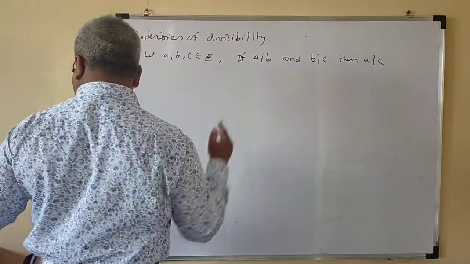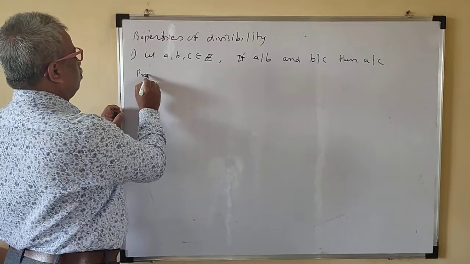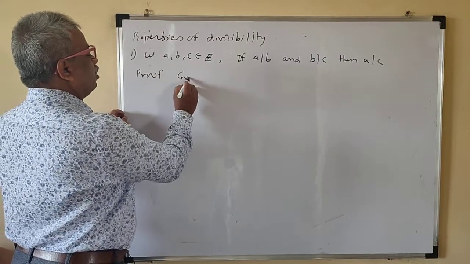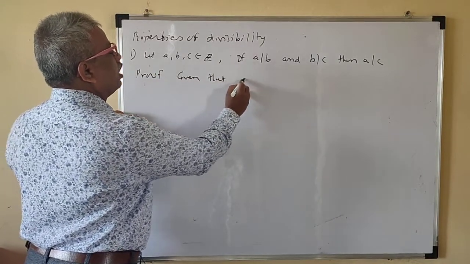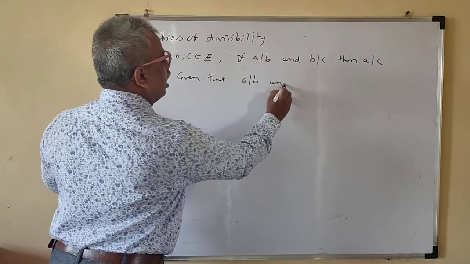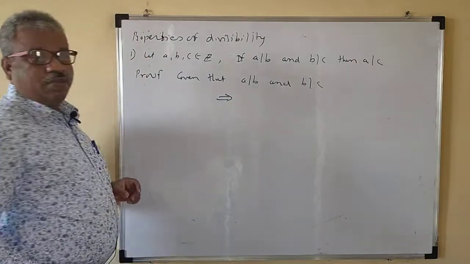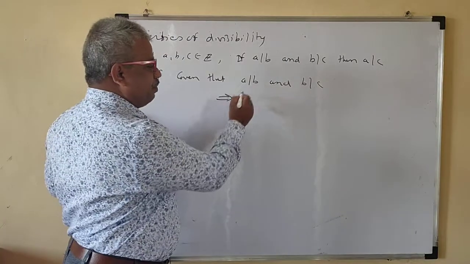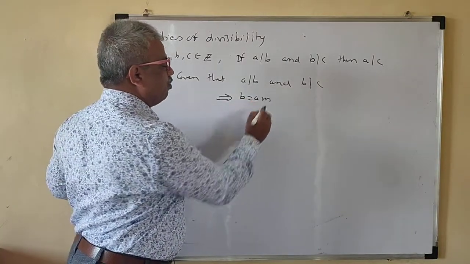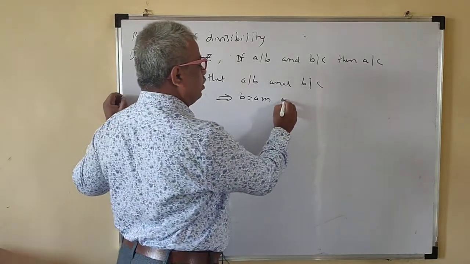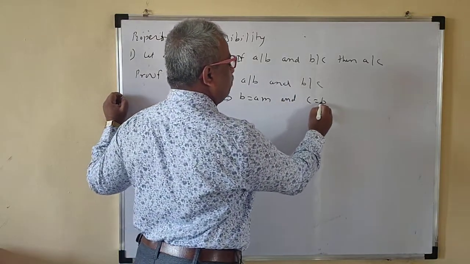Okay, so we have to prove this one. Proof: given that A divides B and B divides C. This implies that, A divides B means what? B is equal to AM, right? And C is equal to BN.